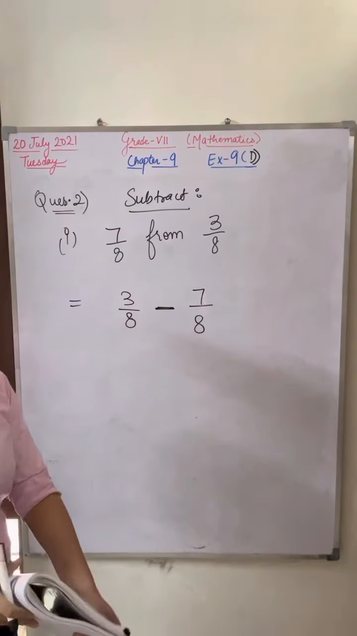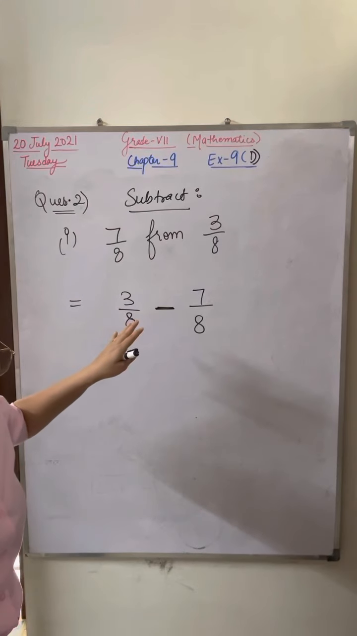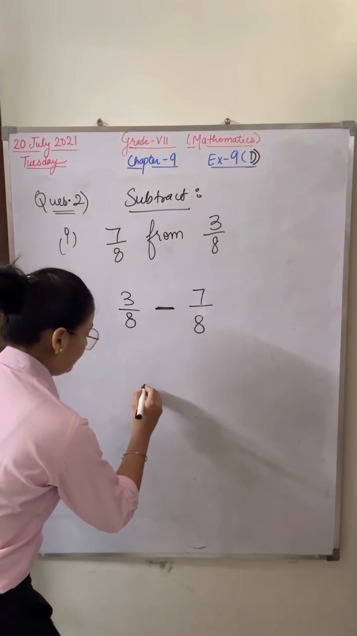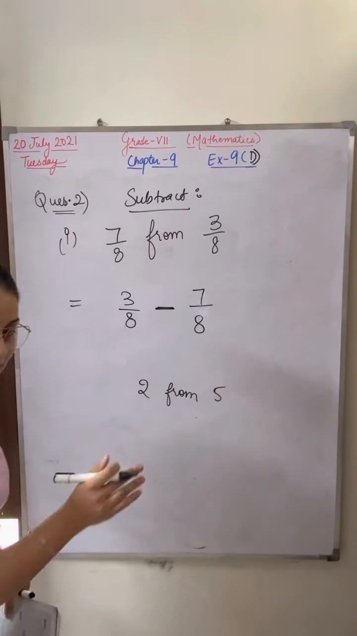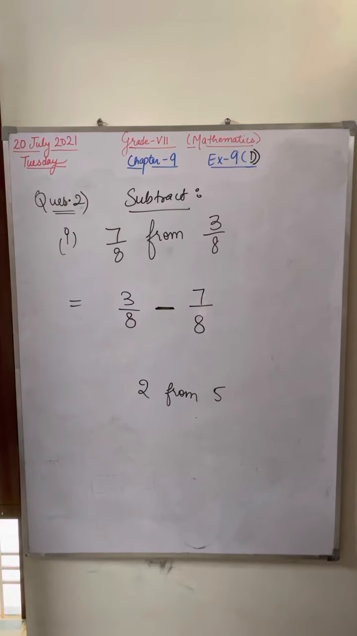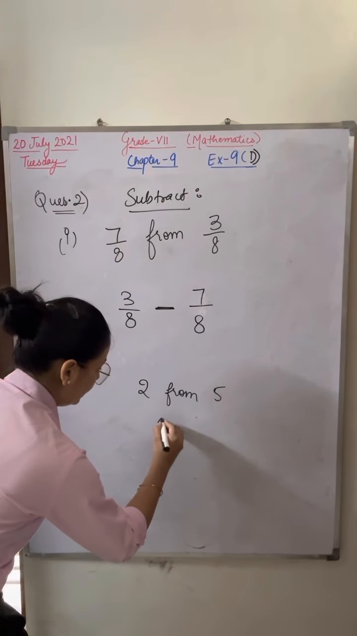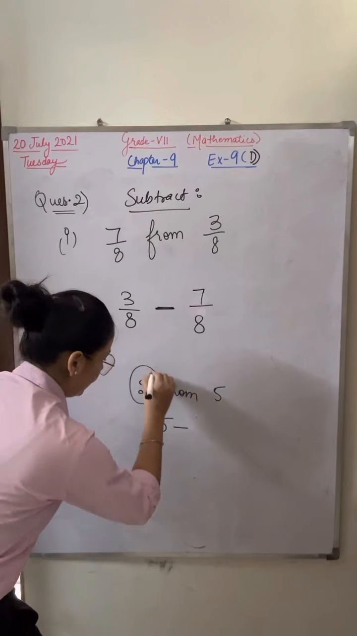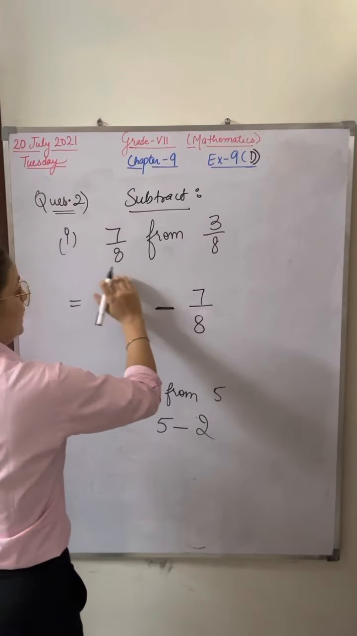Are you getting it? Is it clear to everyone? When the question is, suppose, subtract 2 from 5, what is the meaning of this? Subtract 2 from 5 means you have to write 5 in the beginning, and from 5 you have to subtract 2. Okay, very good, Prasanna. In the same manner, you have to read the statement carefully.